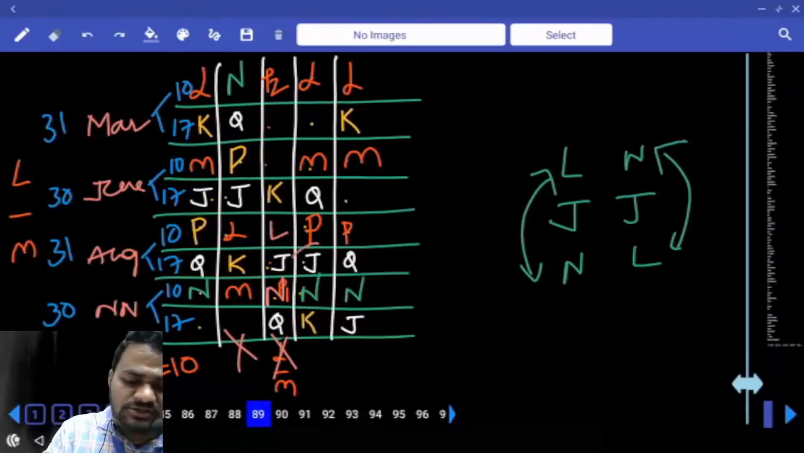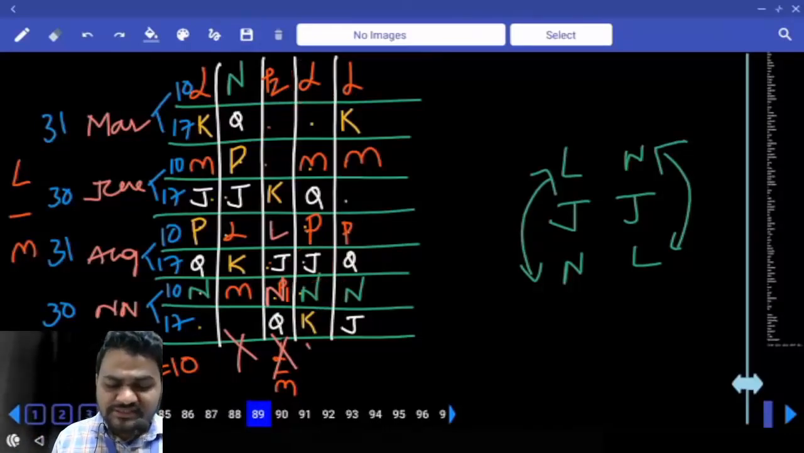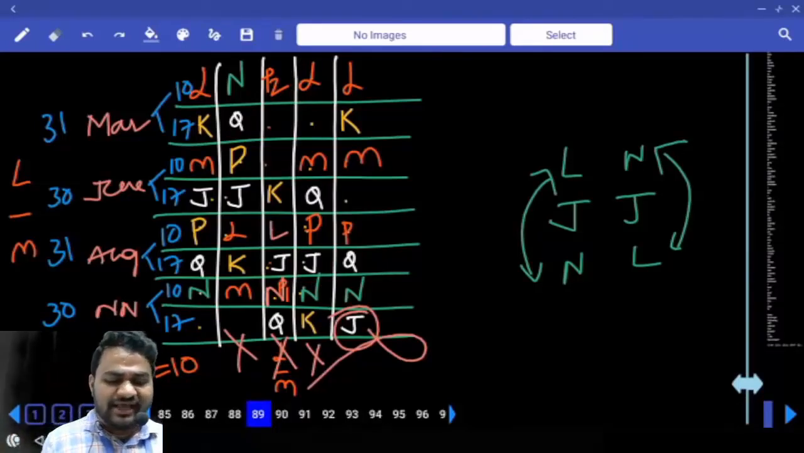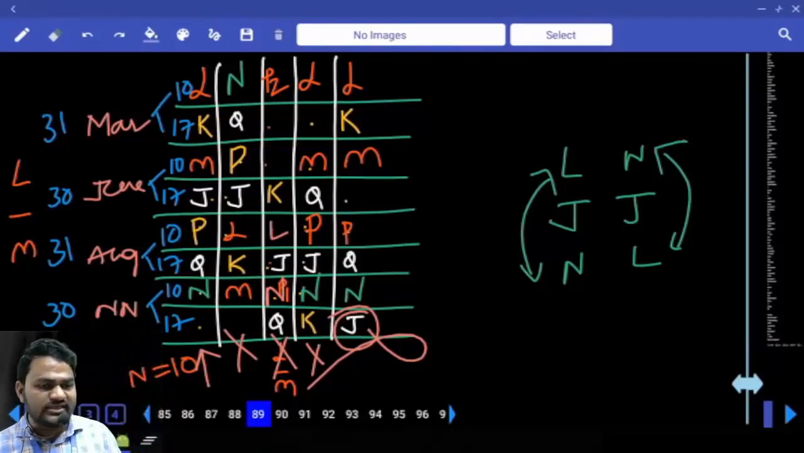Next, here we have J, L, N. Is J exactly between L and N in this possibility? No, this is also eliminated. Next, J is here, so it is eliminated now. J is exactly between L and N as per the data. So whatever the first possibility is there, this is the final answer.